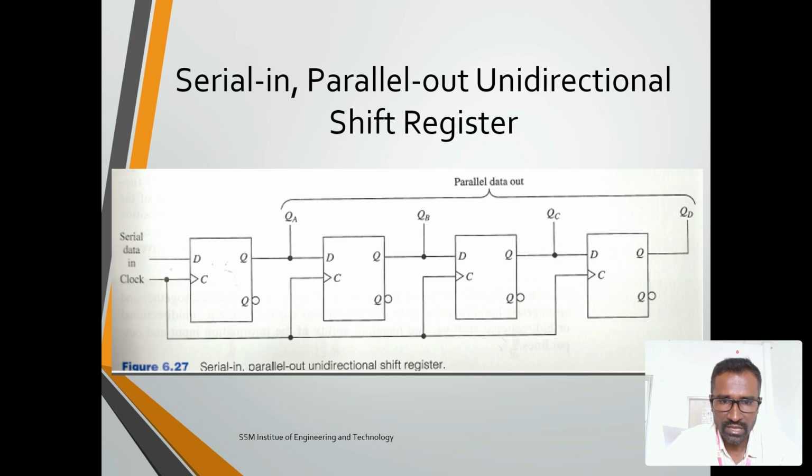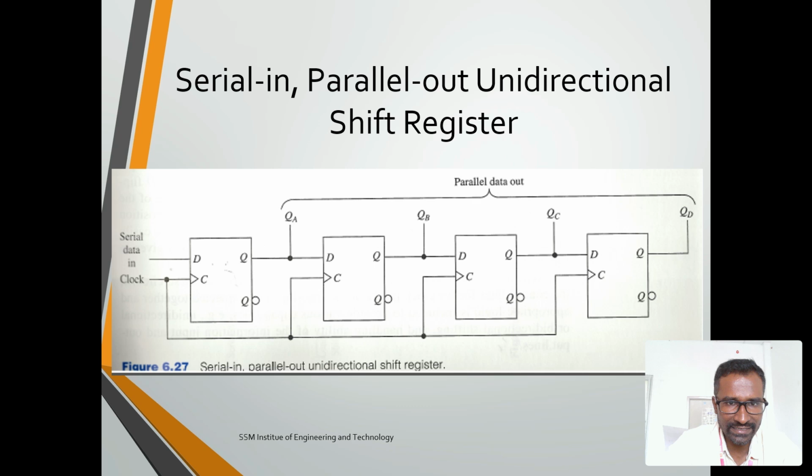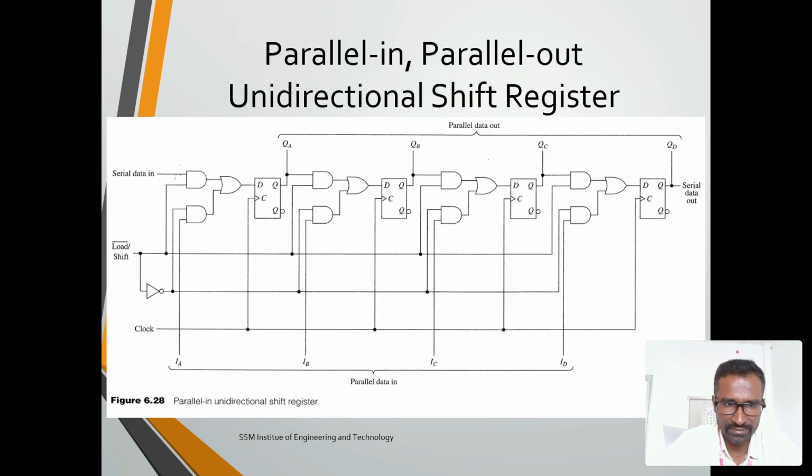Am I right? Yes. And after the sixth clock pulse, I will get the output QA, QB, QC, QD in parallel. Okay, so this is the serial in, parallel out, and parallel in, parallel out unidirectional shift register. Here serial in, parallel out also we can use. Here I'm using serial data in, serial data out, parallel data in, parallel data out. So all together we can use it here.